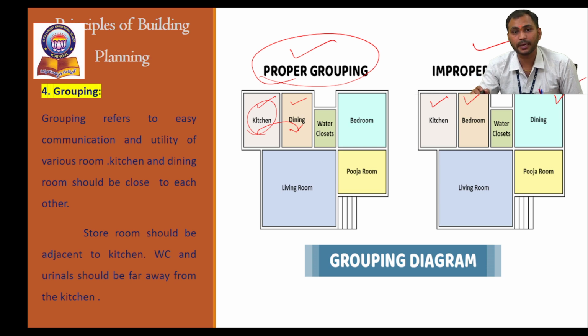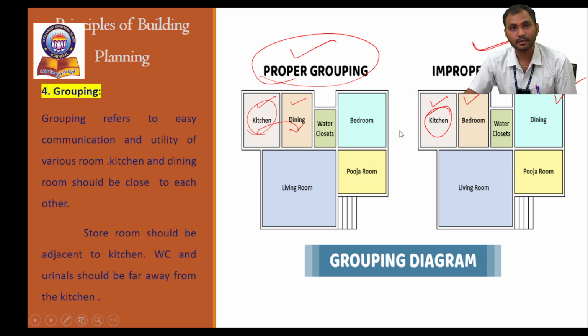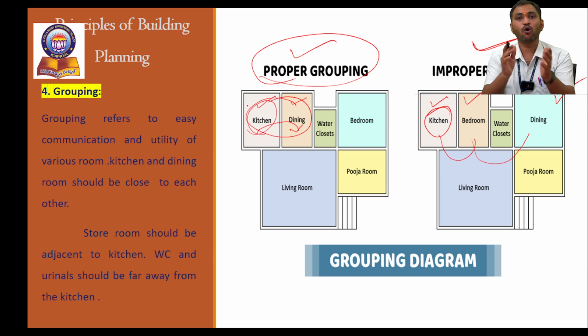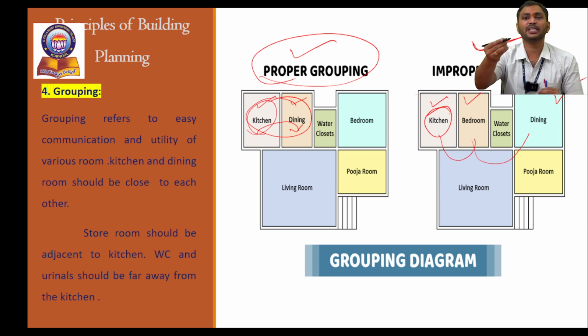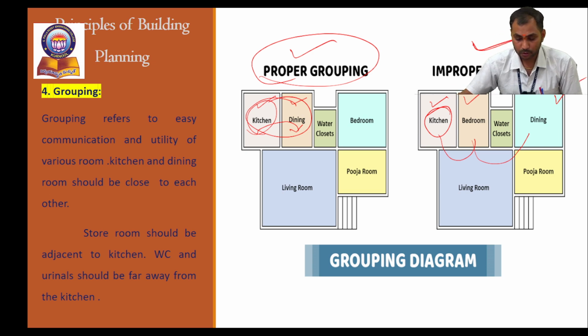When coming to improper grouping, if you prepare the food in the kitchen and all the food items are completed, how will you travel? You have to travel from the kitchen through the bedroom, again from the bedroom to the dining hall. But the kitchen and the dining should be open. It should not be partitioned, just to give and take any small food items. So grouping is also one of the main important principles.